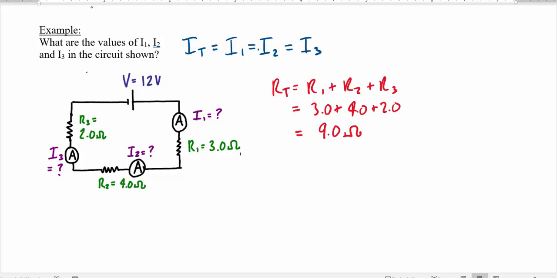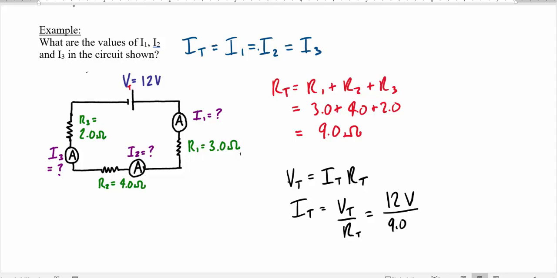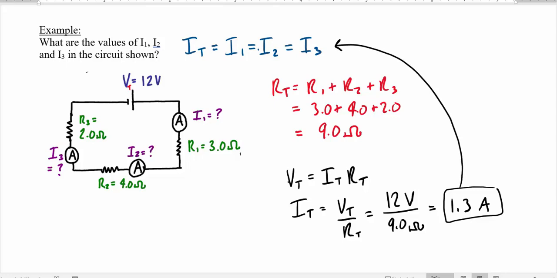So I know my total resistance. I want to find my total current. And as it turns out, I know my total voltage because the total voltage is the voltage at the battery. So if I know total voltage, then I can use Ohm's law: V total equals I total times R total. I can use this to solve for current. So I total will just be voltage total divided by resistance total. That's going to be 12 volts divided by 9.0 ohms. When I enter this into my calculator, I get 1.3 amps. And this is the answer, because this is the current for all three of those points.